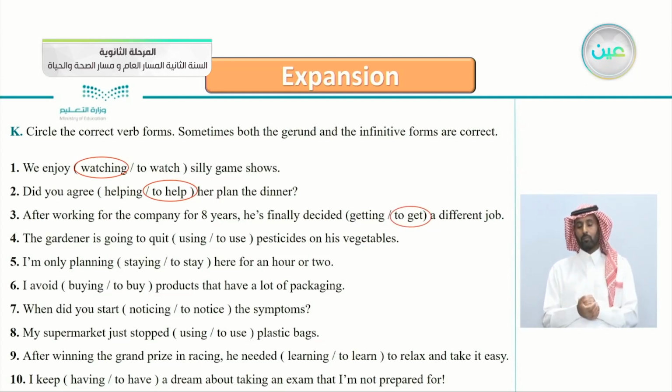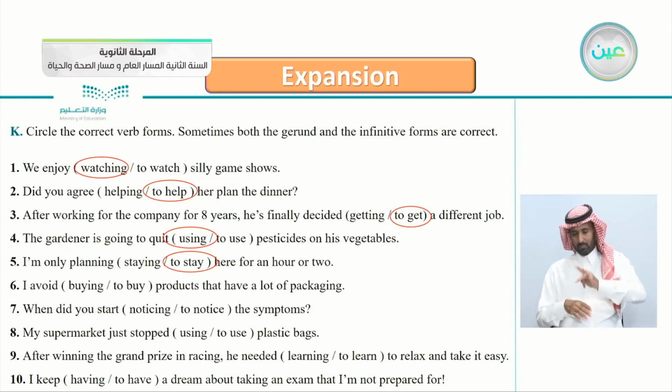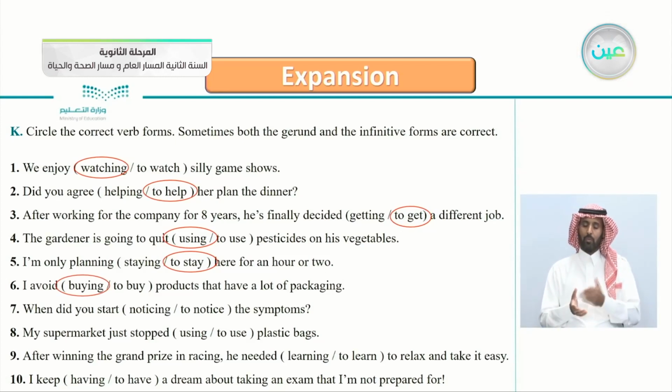Number 4 here, the gardener is going to quit using or to use pesticides on his vegetables. To quit using. Yes, to quit using. Excellent. Number 5, I'm only planning to stay or staying here for an hour or 2. Planning, yes, to stay. Planning to stay. We can't have 2 INGs one after another. Number 6, I avoid buying, to buy products that have a lot of packaging. I avoid, yes, buying. Avoid is one of the verbs that comes before the gerund.